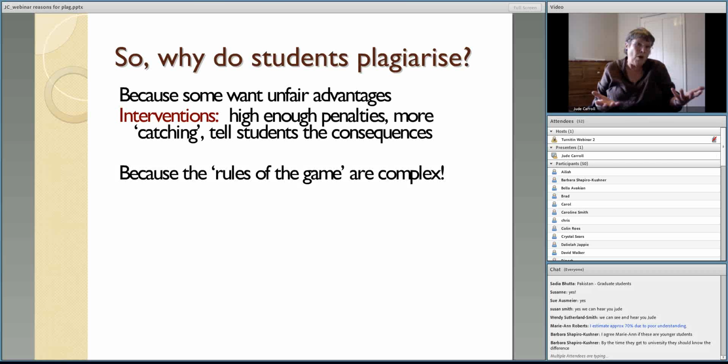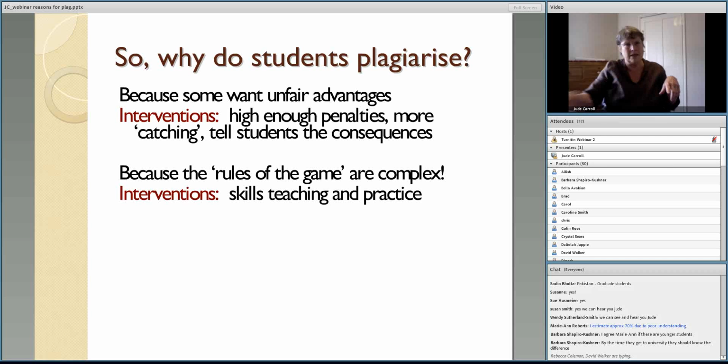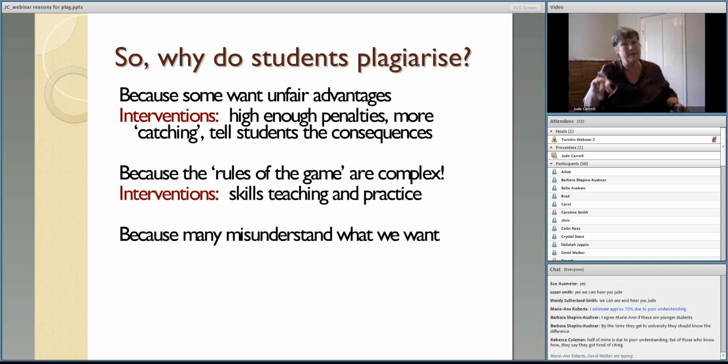And then why do they do it? The second set of answers is because the rules of the game are really complicated. If you're going to use citation practices like they expect in my university, nobody's going to learn those quick. It takes a lot of time and practice, a lot of feedback. It's a program level responsibility. It can't be a single teacher or a single course or a single study skills unit. And so the intervention is skills teaching and skills practice. Remember that skills teaching doesn't mean telling them. It means them actually doing it.